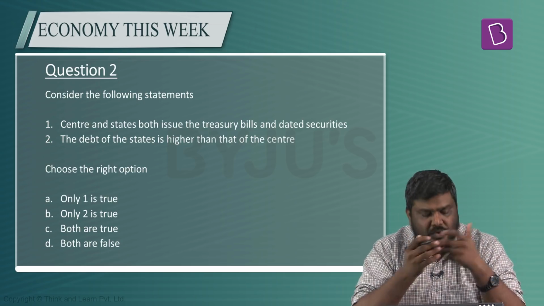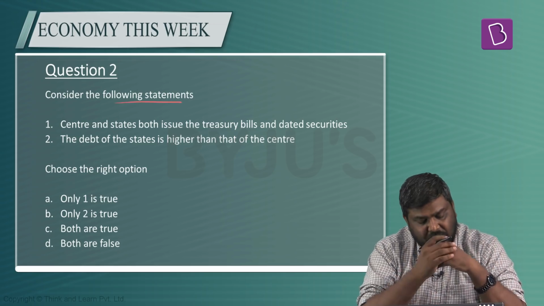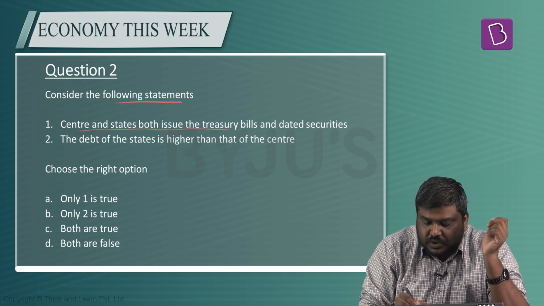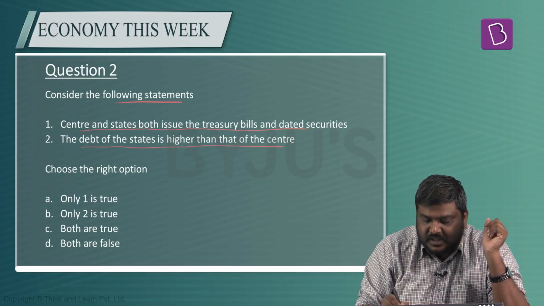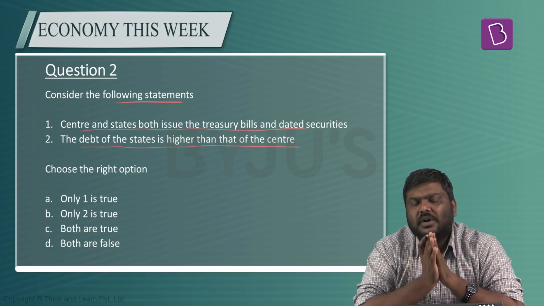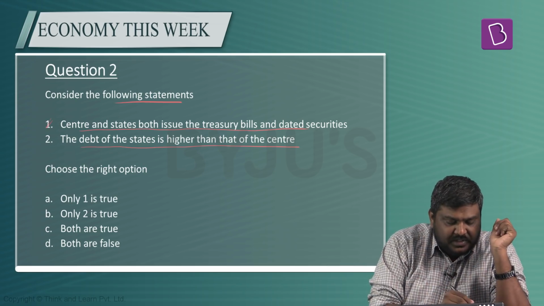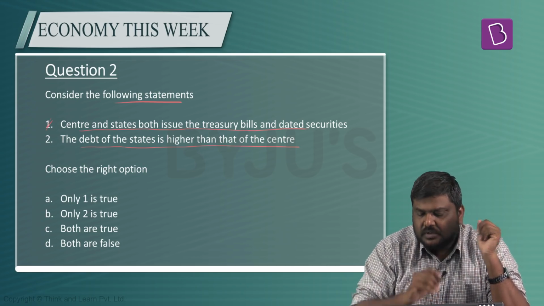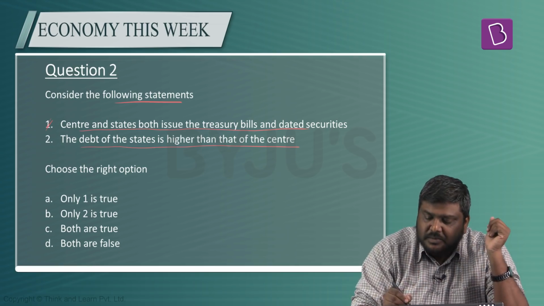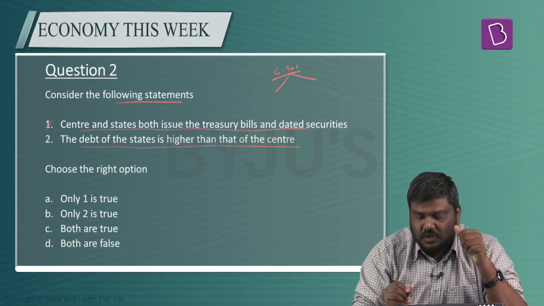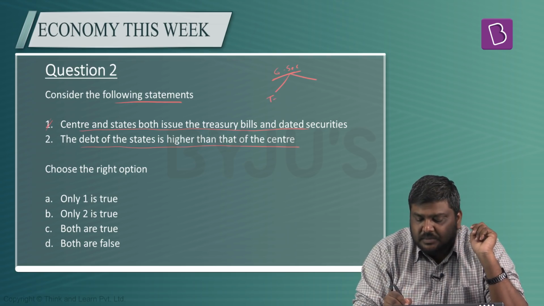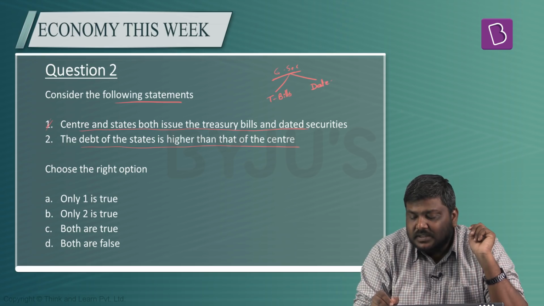Option D. Question number 2. Consider the following statements. Center and states both issue the treasury bills as well as dated securities. The debt of the states is higher than that of the center. Very important question. Let's look at the first statement. Center and states both issue treasury bills as well as dated securities. Now, I'm using the term G securities. The G securities are of two types. One is called the treasury bills and the second one is called dated securities.